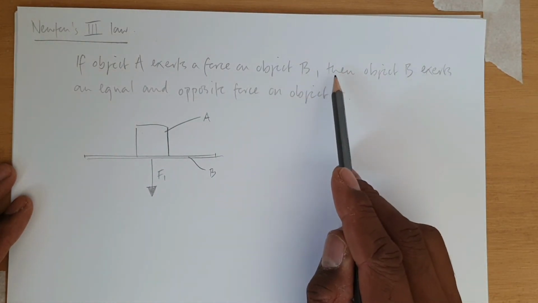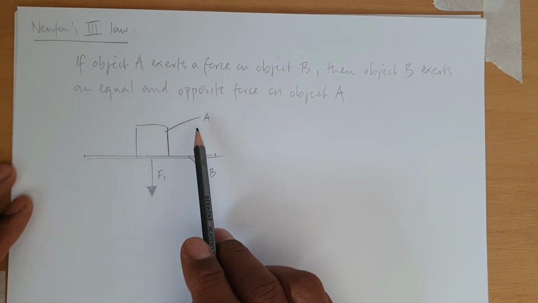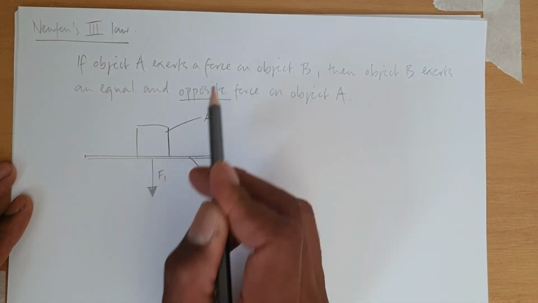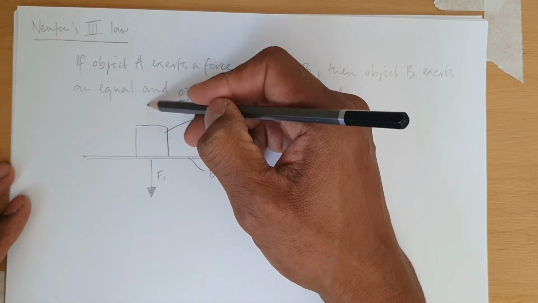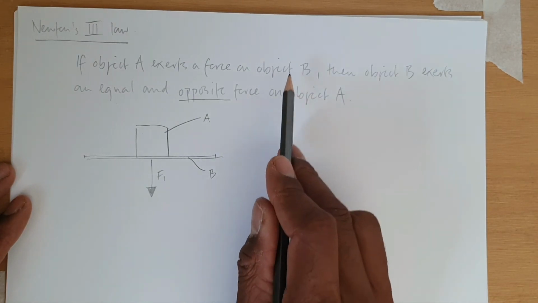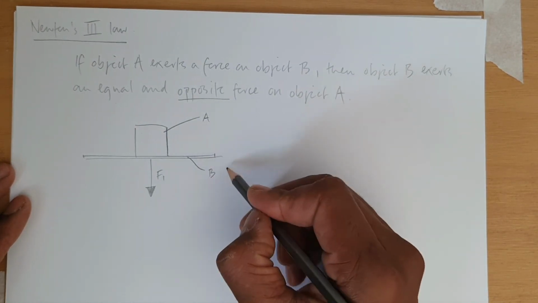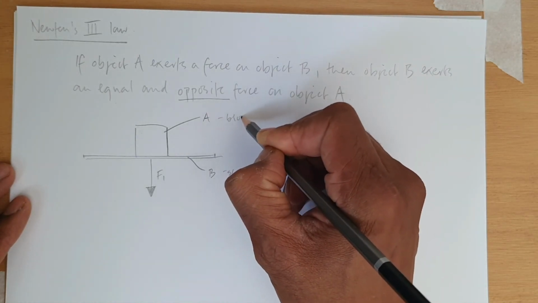What the law then says is object B exerts an equal and opposite force. Now the opposite means direction. So there must be another force that acts in the opposite direction, so up. But this force, instead of being on object B, the shelf, this force acts on object A, the block.